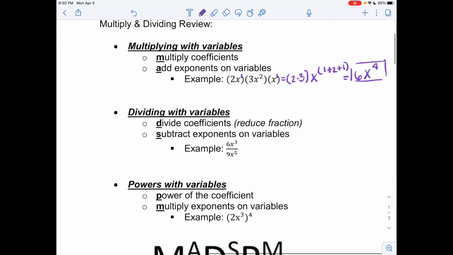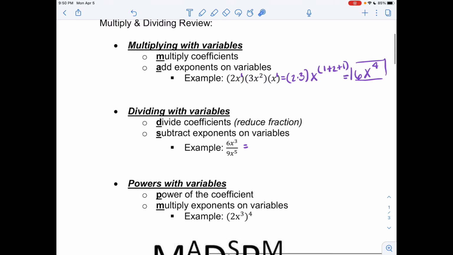Dividing with variables, we're going to divide our coefficients, in other words, reduce our fraction, and then we'll subtract the exponents on variables. And so here, I want to reduce my fraction, my coefficients. I have a 6 and a 9, and 3 will divide evenly into both of those. So if I divide 6 by 3, I'm going to get a 2. If I divide 9 by 3, I will get a 3.